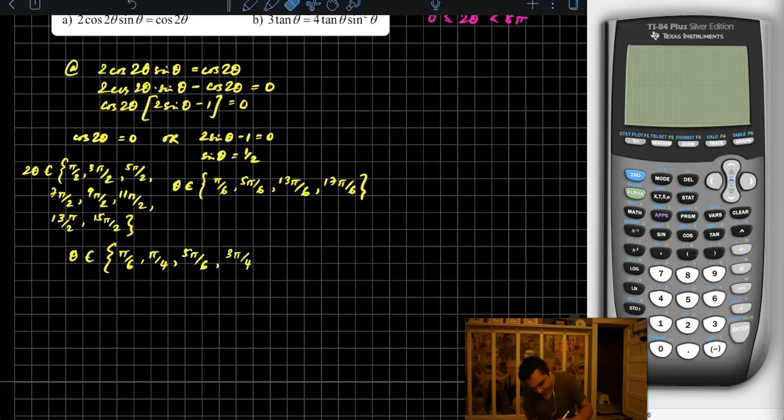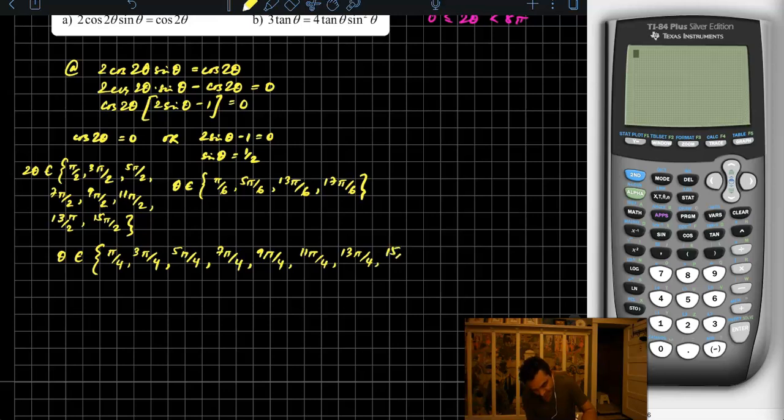I'm going to find a better way to collect all these answers so I don't lose track, and I might not try and order them. I'm just going to write them out here. Here I need to divide each of those values by 2. So I have pi over 4, 3 pi over 4, 5 pi over 4, 7 pi over 4, 9 pi over 4, 11 pi over 4, 13 pi over 4, 15 pi over 4, and then I have pi over 6, 5 pi over 6, 13 pi over 6, and 17 pi over 6.